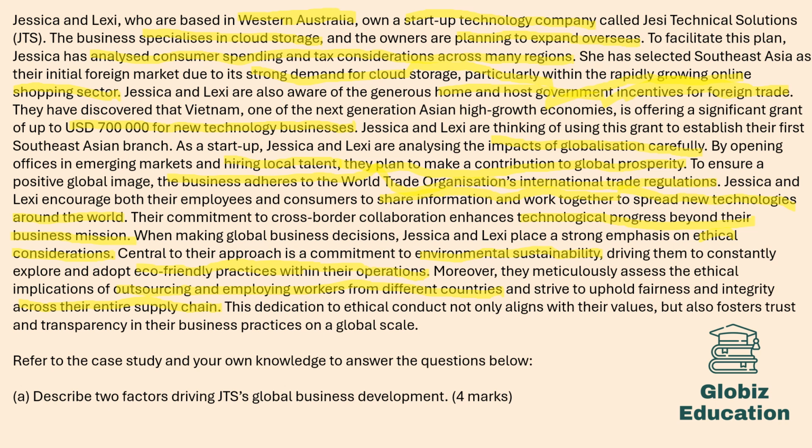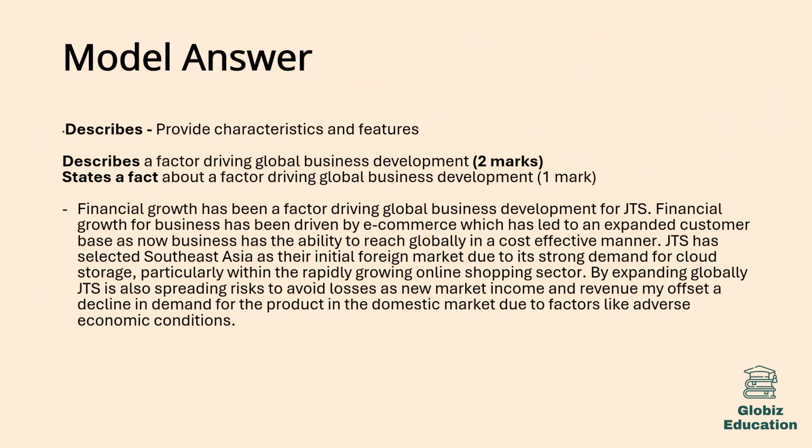So just to give you an example, describe 2 factors driving global business development. So again, what we are doing is I just put here the list of verbs. So this is a pretty lower order question. By describing, we're really only providing characteristics and features. Now the model answer you've got there is probably way above what is expected for 2 marks. But the key things to understand is that there is a definition.